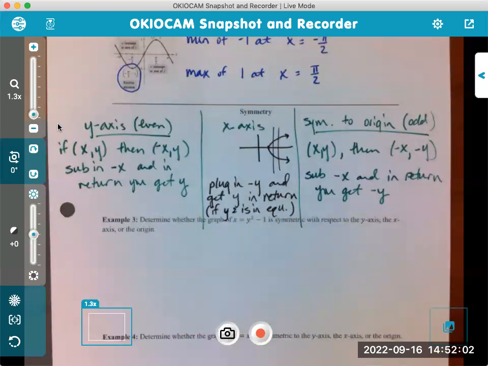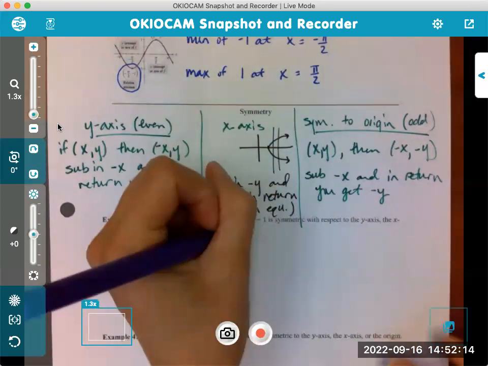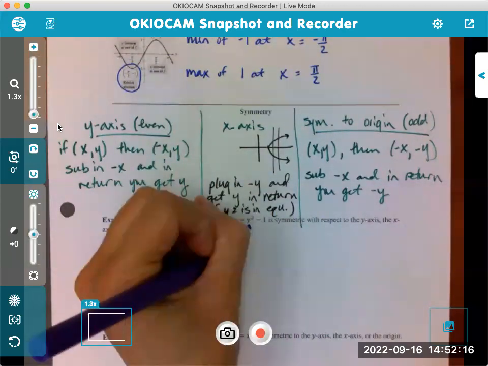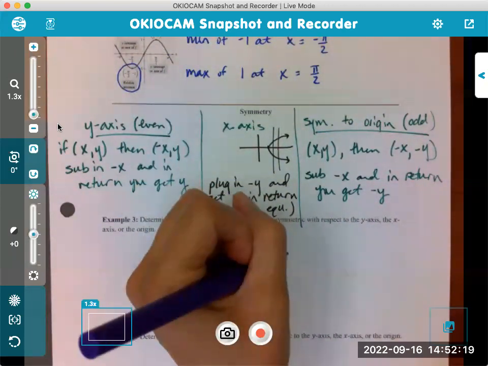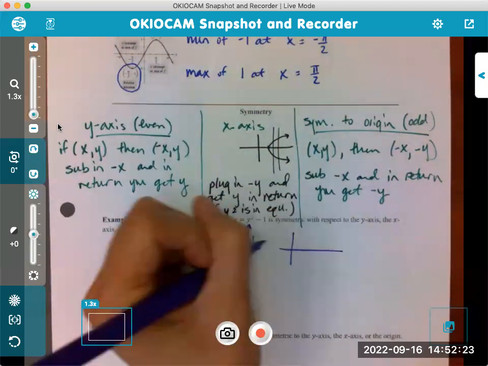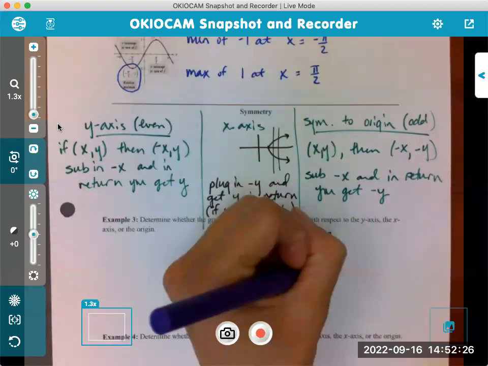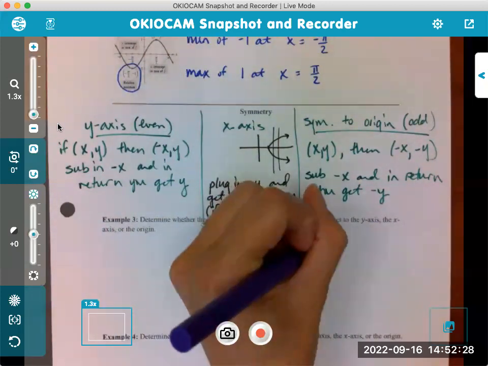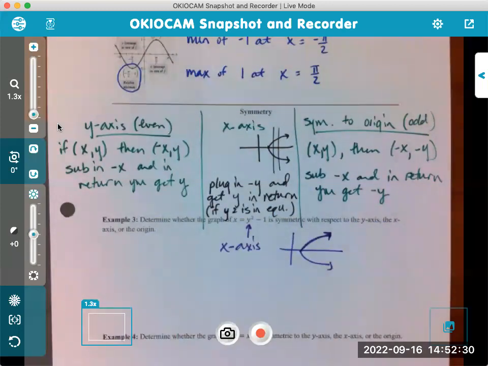So to show you whether the graph of x equals y squared minus 1 is symmetric with the y-axis, x-axis, or the origin, I look at it and I was like, oh, there's that pesky y squared. I know that's x-axis symmetry, okay? Also, this is a graph that looks something like that. Oh gosh, not to scale. What are my graphs ever really though? What an ugly parabola, okay?